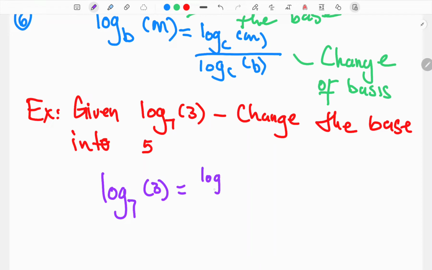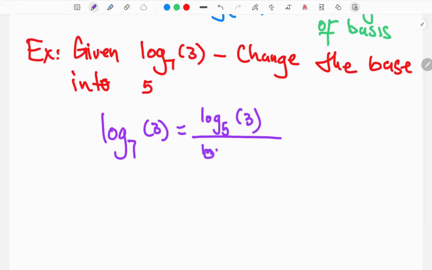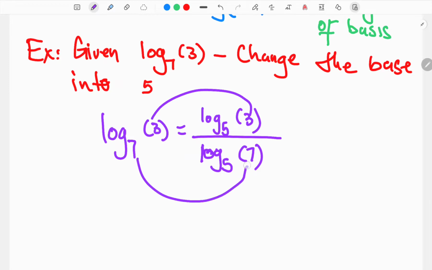This becomes log base 5 of 3 over log base 5 of, and what is here? It's 7. You understand? So this 3 goes here, this 7 goes here. So that's how change of base works.